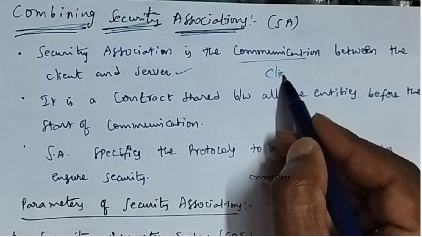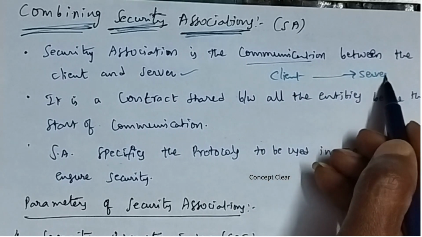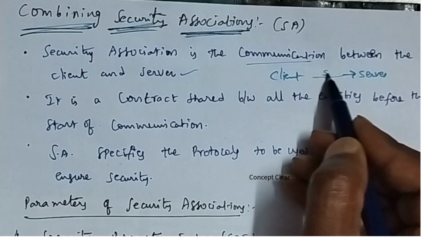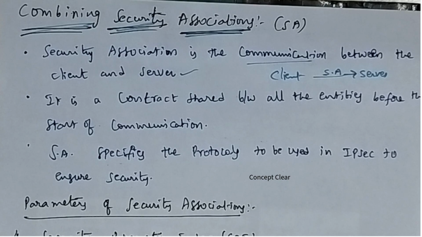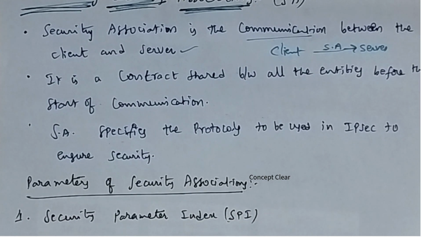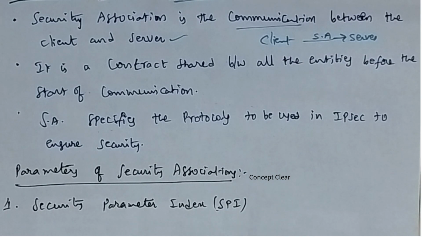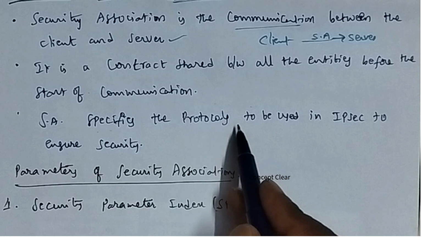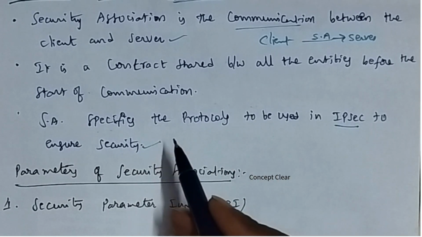This is the client. This is the server. Okay, this link is called a security association. If two parties want to communicate, two security associations should be established. Two parties trying to communicate means two security associations have to be established. Security associations specify the protocols to be used in IPsec to ensure the security.